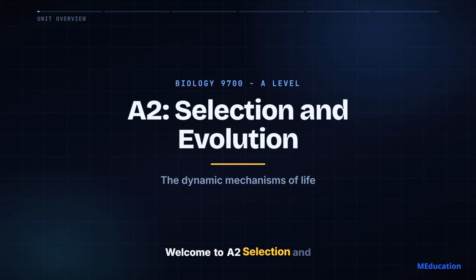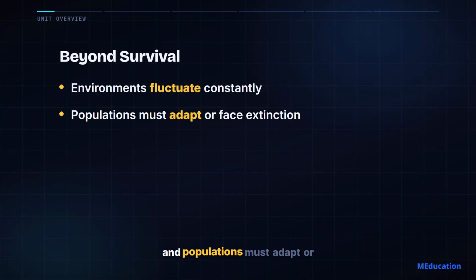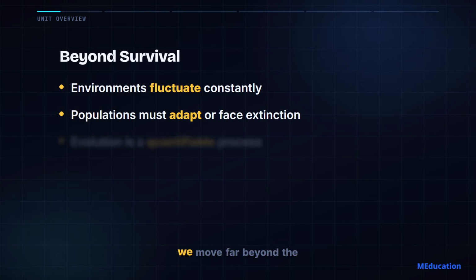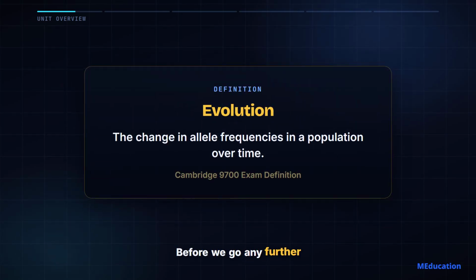Welcome to A2 Selection and Evolution. At the heart of Cambridge A-level biology is one simple truth. Life is not static. Environments fluctuate, selection pressures shift, and populations must adapt or face extinction. In this unit, we move far beyond the basic idea of survival of the fittest. You will understand evolution as a highly quantifiable, dynamic process.